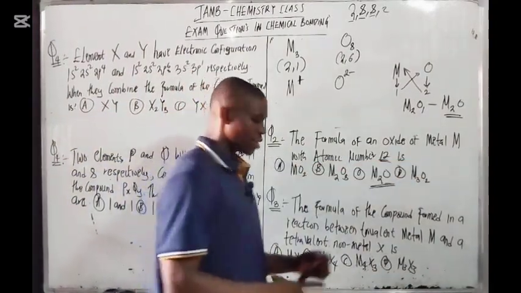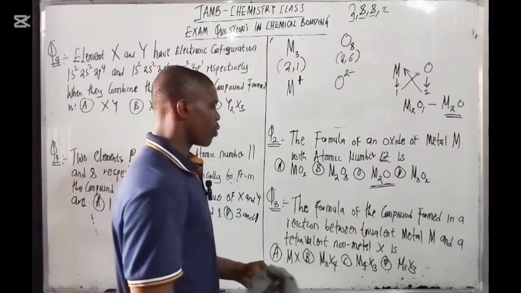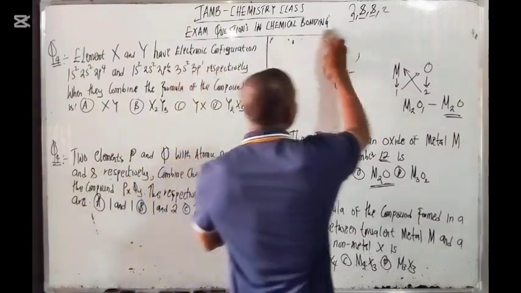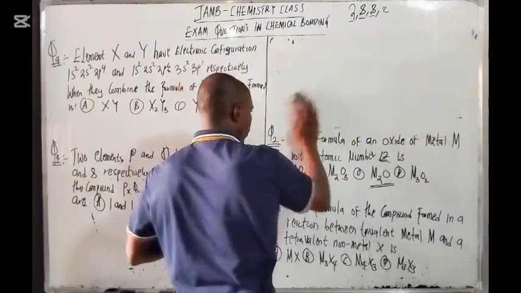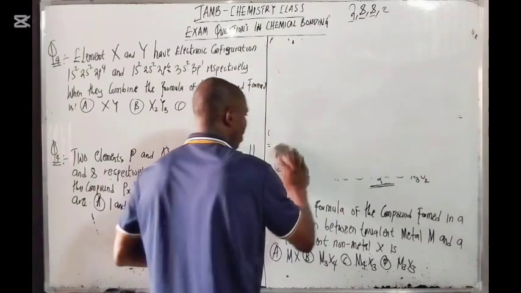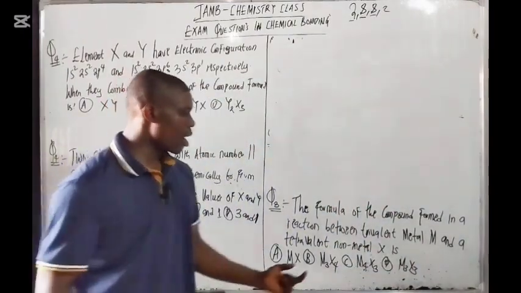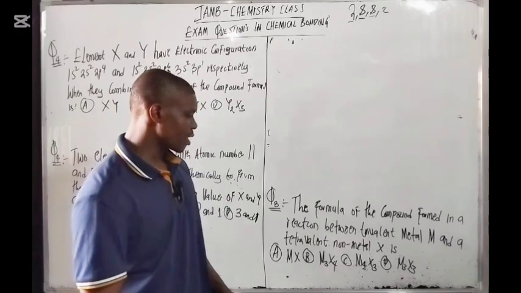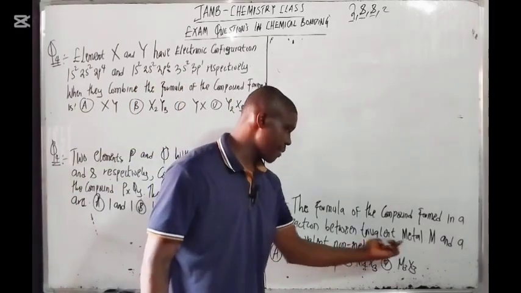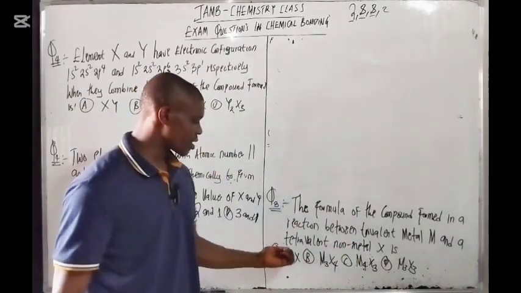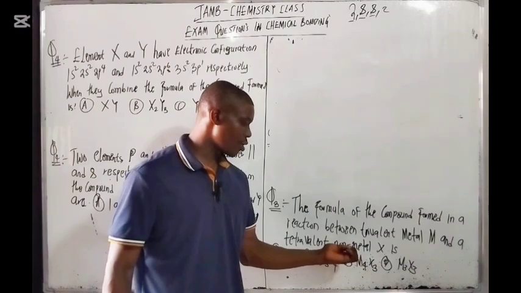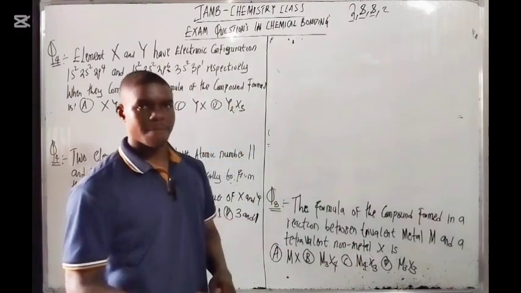It's very, very important. So we are done with number 1 and number 2, right? So let's look at number 3 here. The formula of the compound formed in a reaction between a trivalent metal M and a tetravalent non-metal X is what? Look at something here.